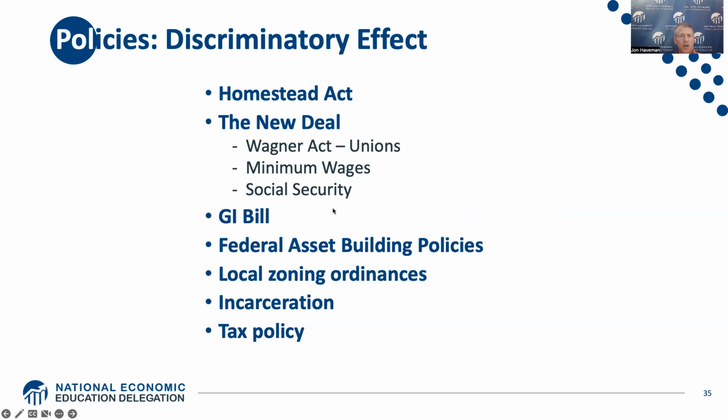Social Security, another occupation issue. GI Bill, we'll talk about. We'll talk a little bit about federal asset building policies primarily next week. Local zoning ordinances, certainly discriminatory, and in fact, incarceration policy, we'll talk about that a little bit next week, and tax policy as well, we'll talk about next week.